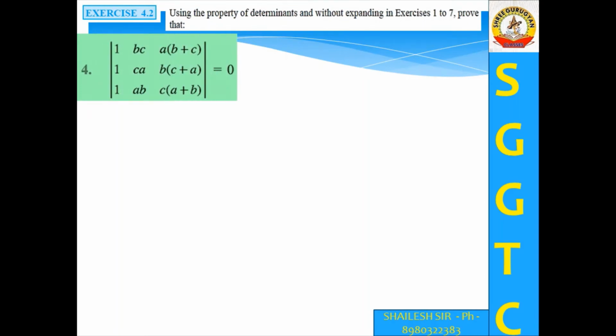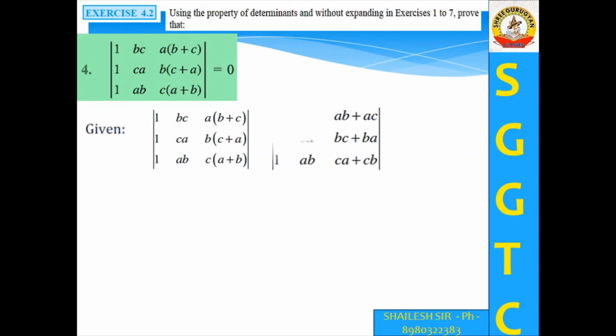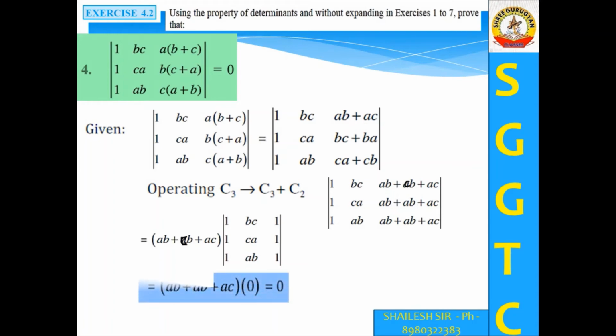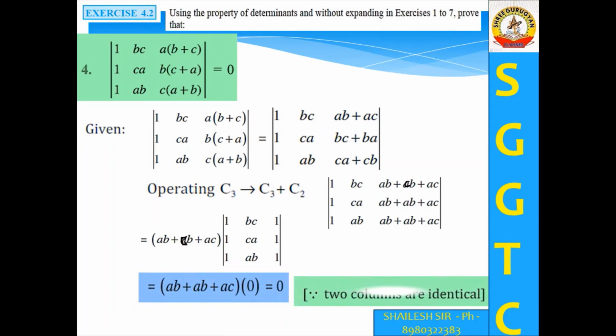Now 4.2 continue. Question number 4. Very easy. Multiply first of all A inside, AB, AC, BC, BA and CA, CB. Now if you add the second column to the third column, you definitely get the same column and same element. That's why my answer is 0. So I just add C3 and C2. You get the values for AB.